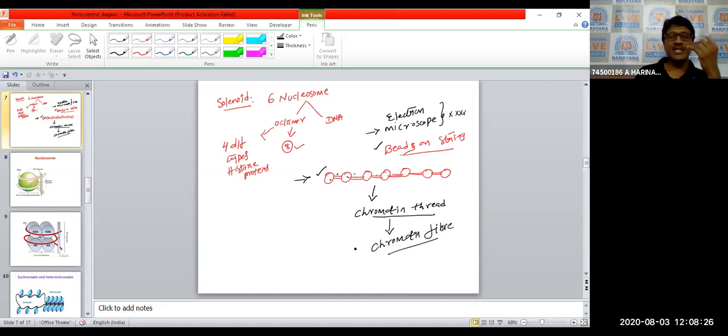For the DNA in interphase, remember the cell cycle: how many phases are present? Interphase and mitosis. Interphase is again classified into three phases: gap 1, S phase, and G2 phase. The cell cycle is very important. Protein synthesis takes place in gap 2. DNA synthesis takes place in the S phase. In gap 1, organelles become double. The cell grows through interphase. I will discuss this clearly later. First, remember chromatin thread followed by chromatin fiber.